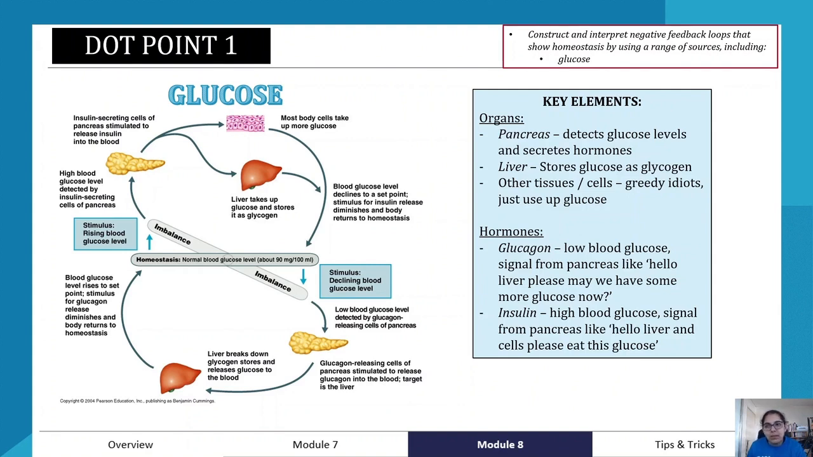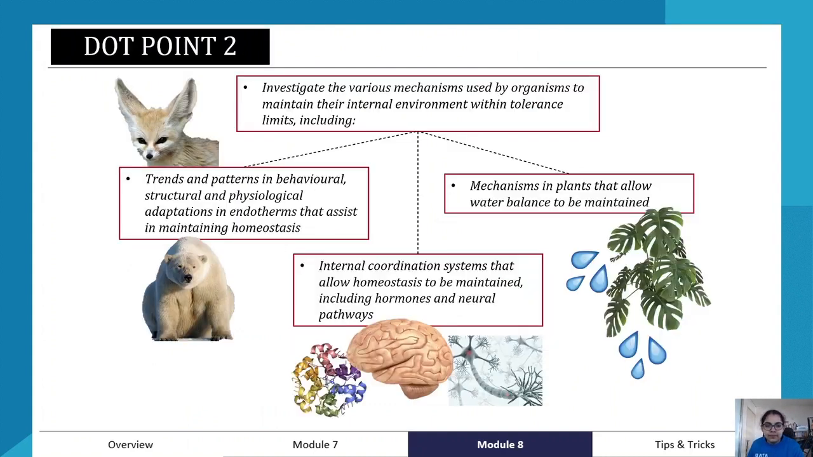And then the second part of the question was, how is glucose homeostasis different to temperature homeostasis? Okay, so the second dot point of this first inquiry question is asking us to look at the various mechanisms by which organisms maintain their internal environment within tolerance limits.